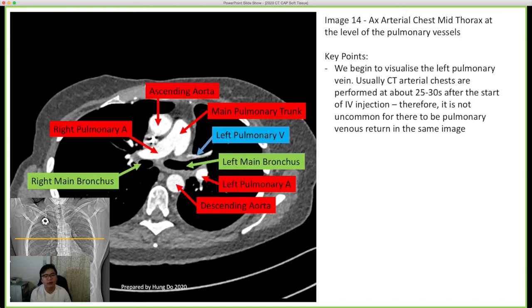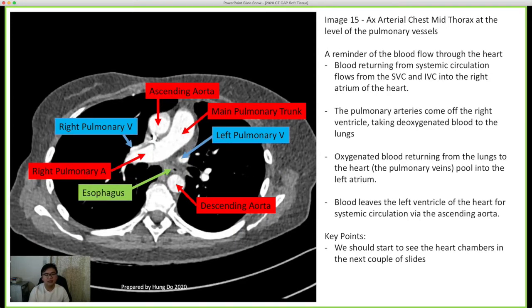So, moving further down, very similar to the previous picture, except you see that there is a small left pulmonary vein come through now. The pulmonary veins are paired on each side, so you have 4 pulmonary veins, the left and right pairs, and they enter the heart via the left atrium. And the main pulmonary trunk comes out of the right ventricle. So we should start seeing those structures as we go down.